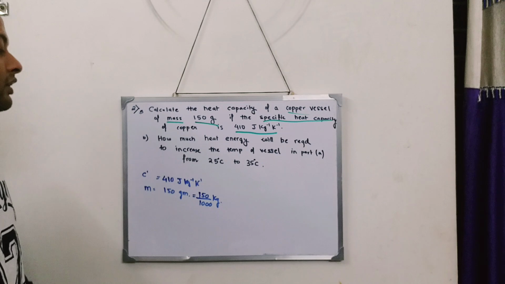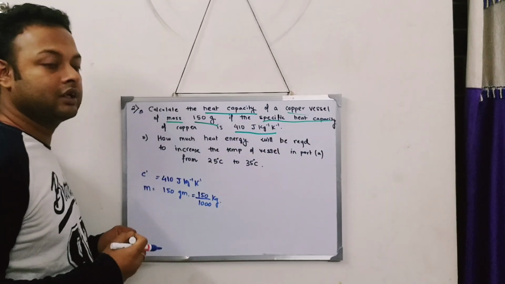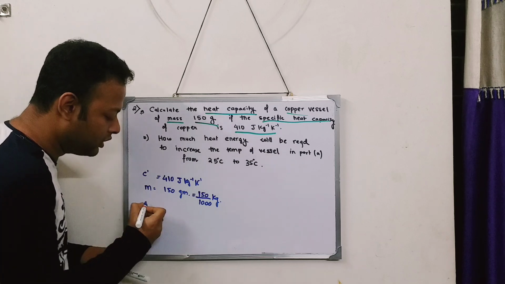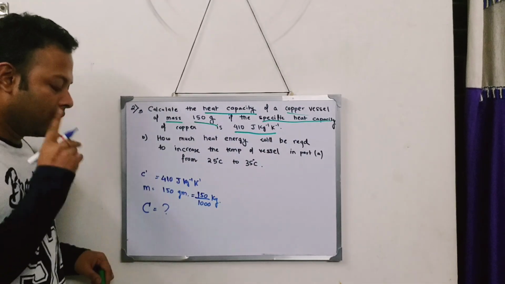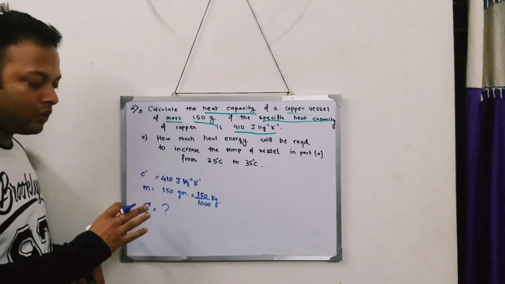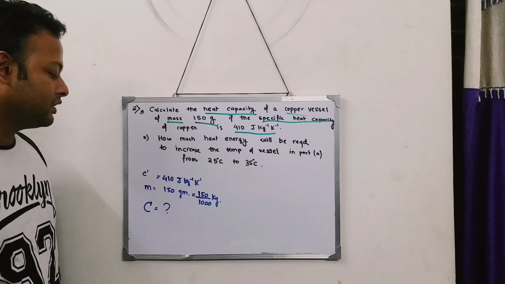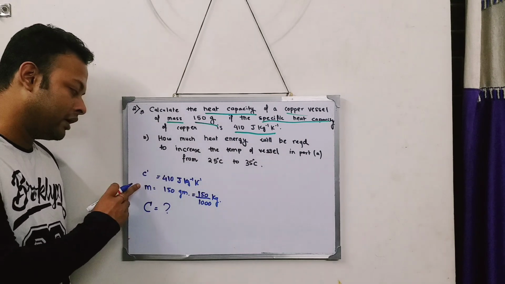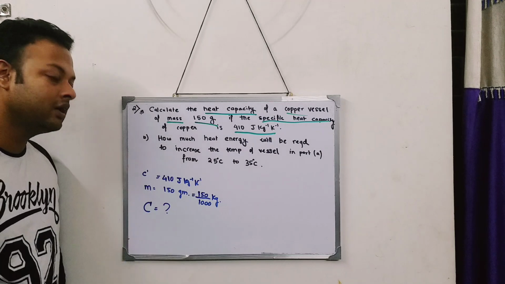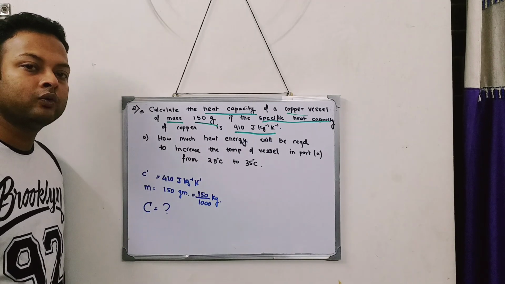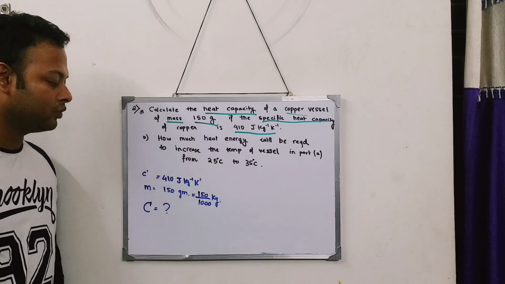Now what are they asking? They are asking you to calculate the heat capacity, that means C, capital C, you have to find. Now how to get this heat capacity? The heat capacity, the mass and the specific heat capacity, all these 3 are related to a particular formula which I have taught you in the previous lectures.